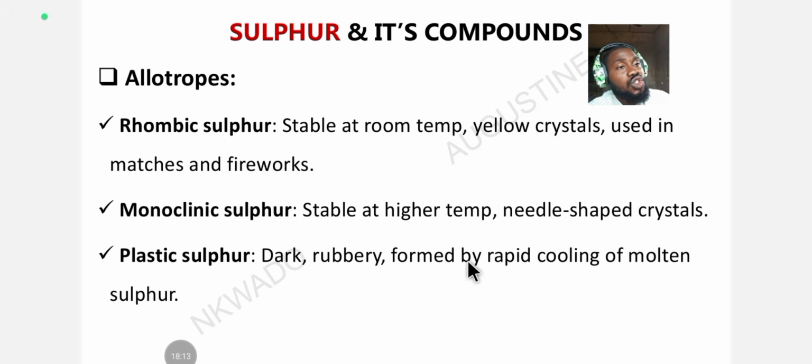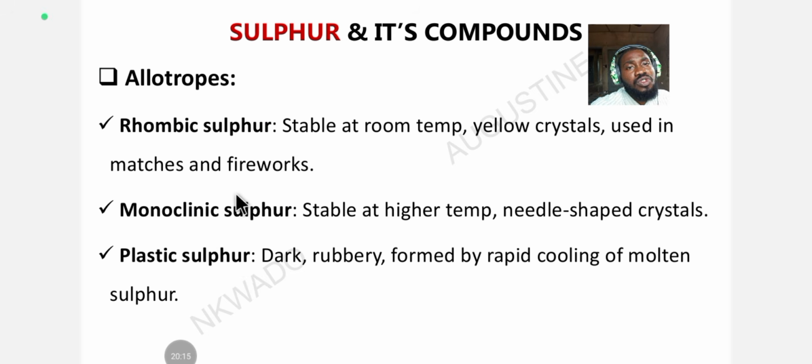When you cool molten sulfur rapidly, I already taught you the meaning of molten. Molten is when you place a substance in a semi-solid state. It's not a liquid state, it's not a solid state, it's in a gel state. So that's molten. When you rapidly cool molten sulfur, you cool it very fast, you get plastic sulfur.